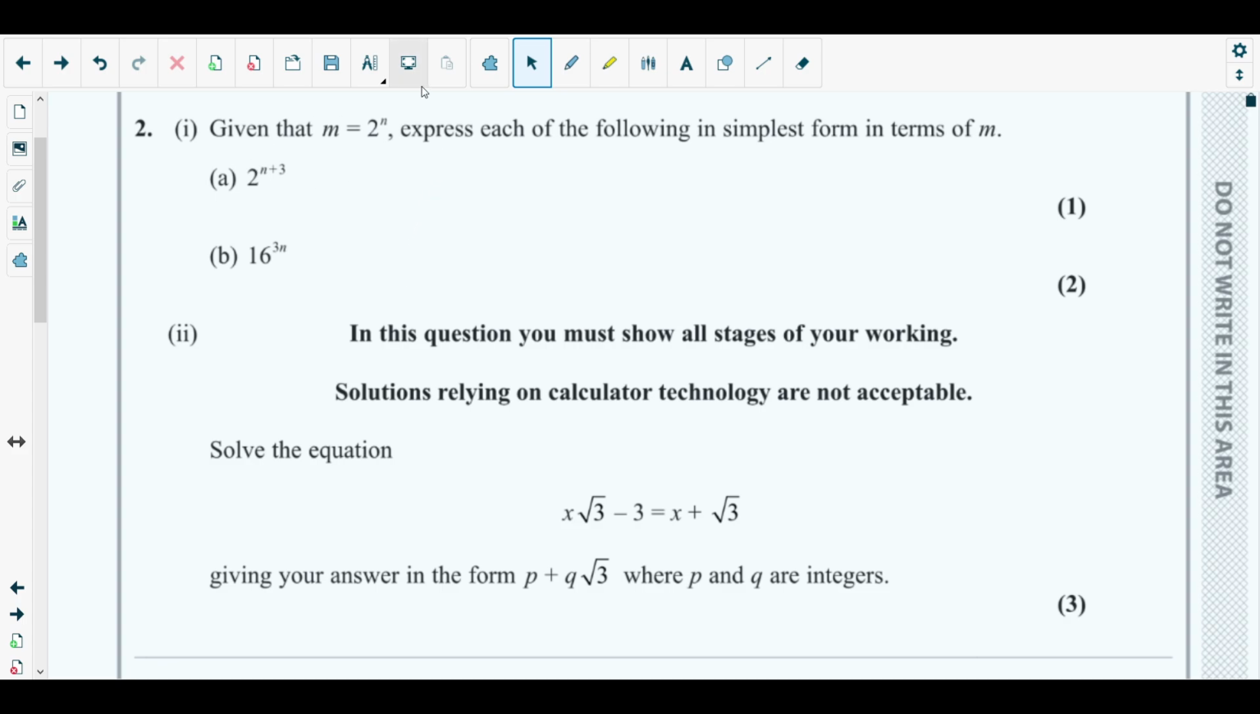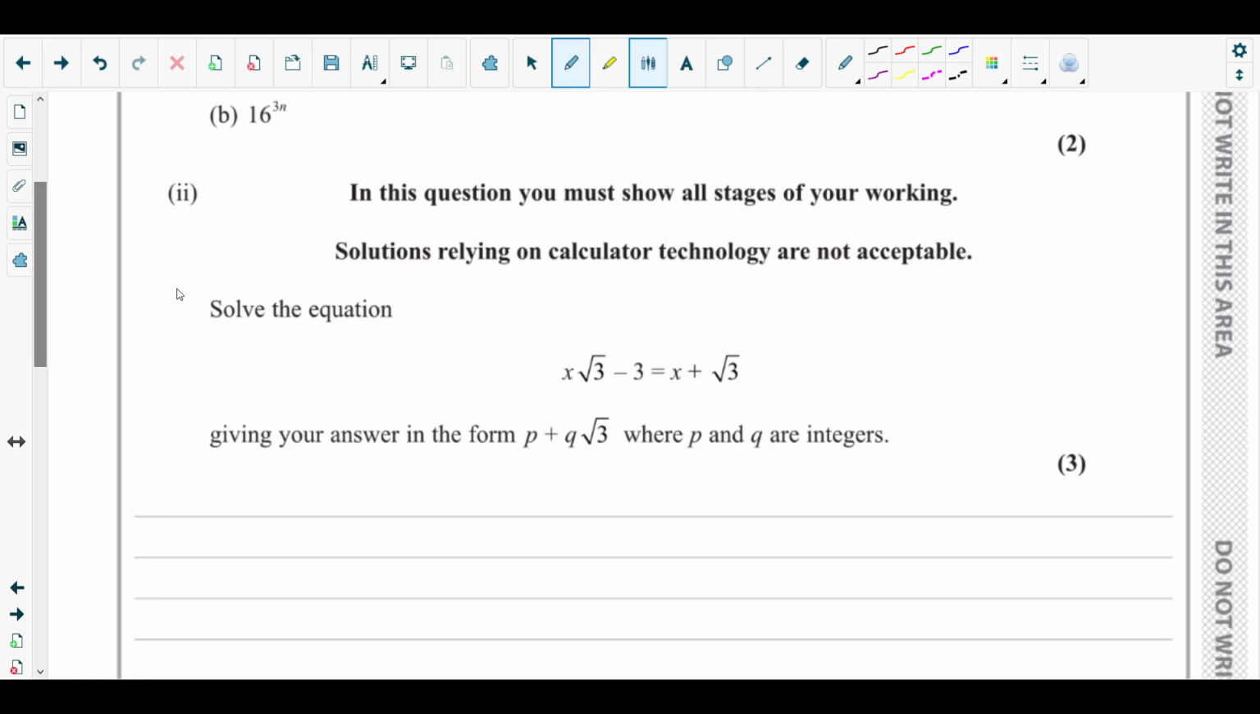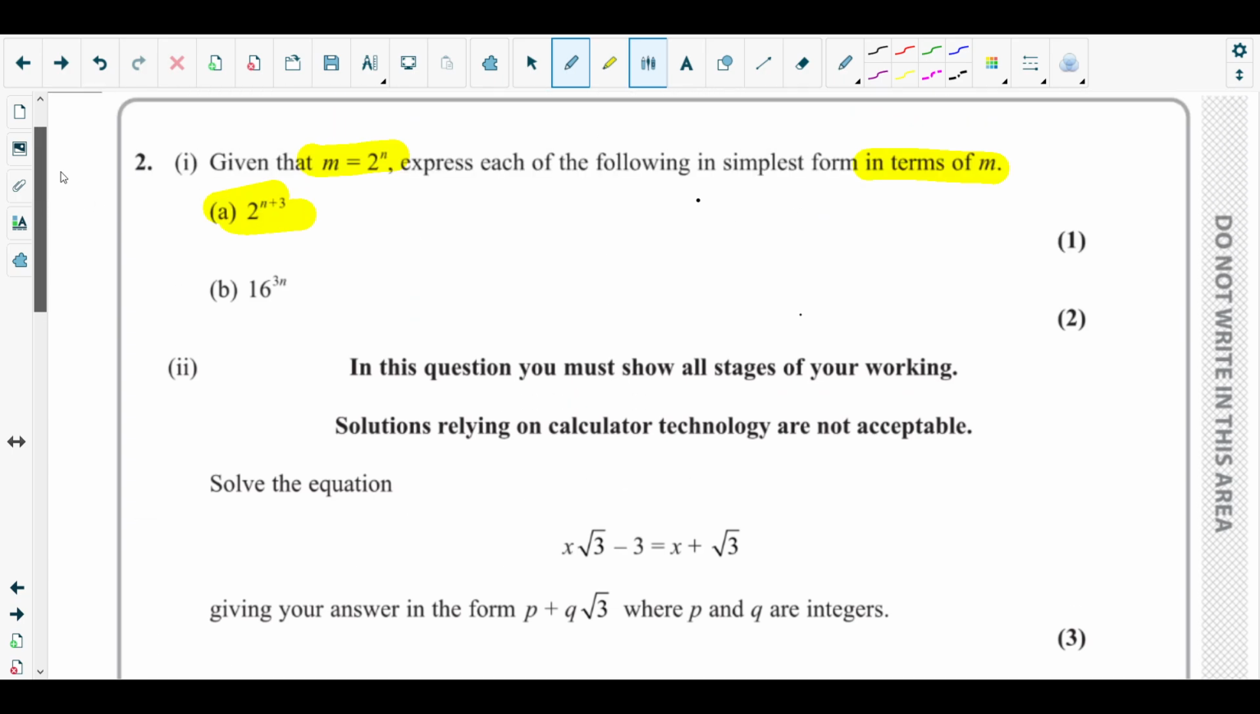In part 1, they are asking, given that m equals 2 to the power n, express each of the following in simplest form in terms of m. The first part, a, is 2 to the power n plus 3. We need to represent it in terms of m, where m is 2 to the power n.